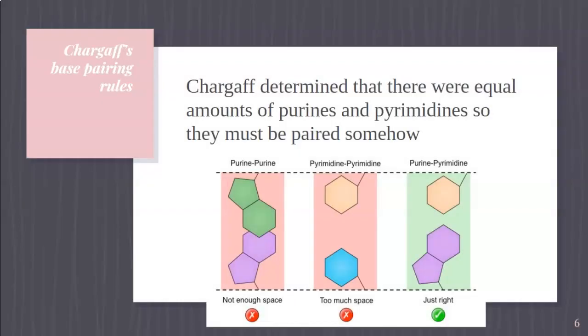The reason we know that is because another scientist, Chargaff, came up with these base pairing rules, and he was able to figure this out because of the size allowance in between the backbones. So he knew that you had to match up a purine with a pyrimidine because that was just the amount of space that they had. If you did purine and purine, it was not enough space, and pyrimidine and pyrimidine, it was too much space. So if you did 1 and 1, it was the correct amount of space in between the backbones of the DNA.